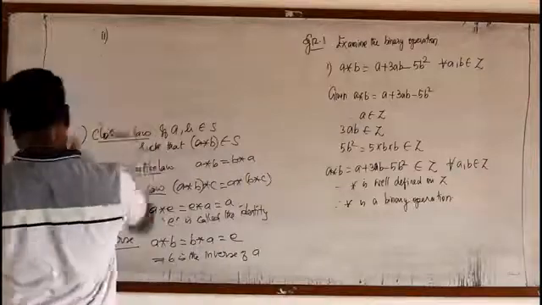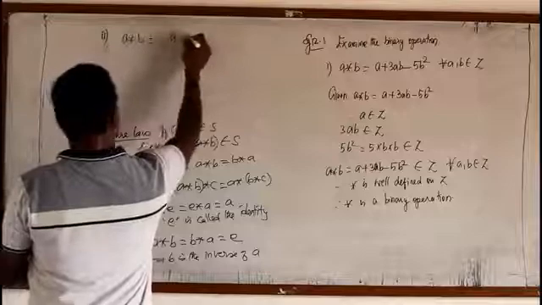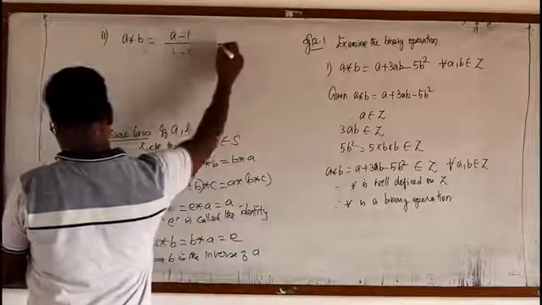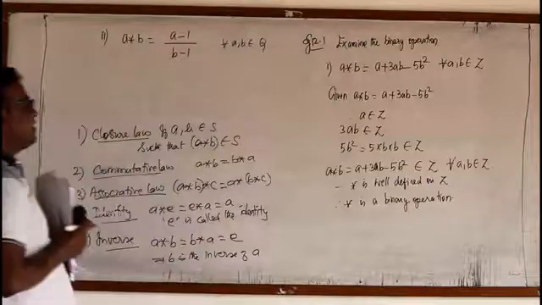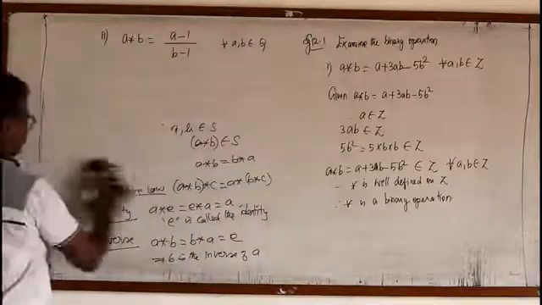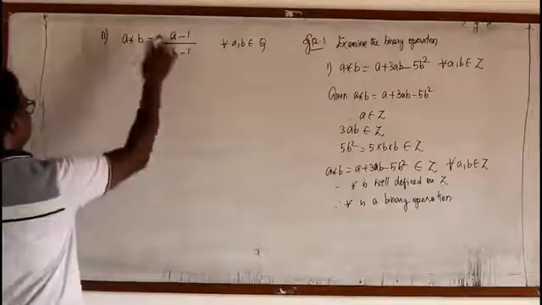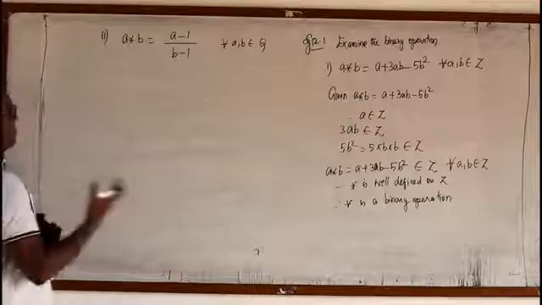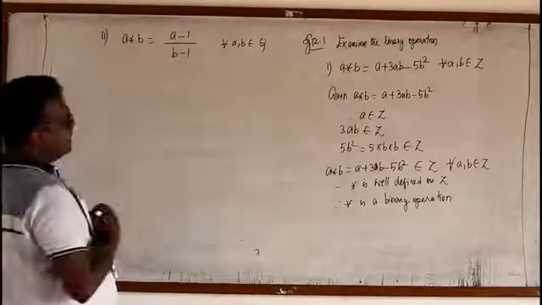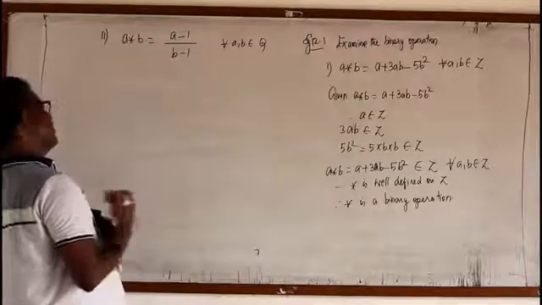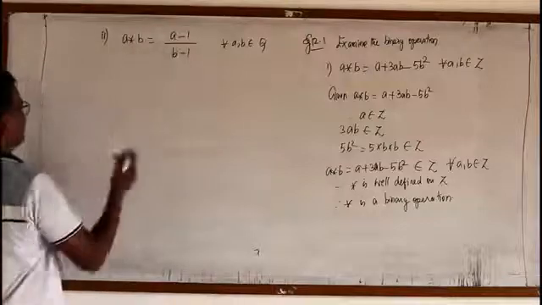In that one, second question. A star B equal to A minus 1 by B minus 1, for every A, B belongs to Q. Q means set of rational numbers or fractions we can say. Now, we shall see. A minus 1 is definitely a number. B minus 1 is also definitely a number. When I divide, definitely this will be a number or a fraction. But what happens when B equal to 1?